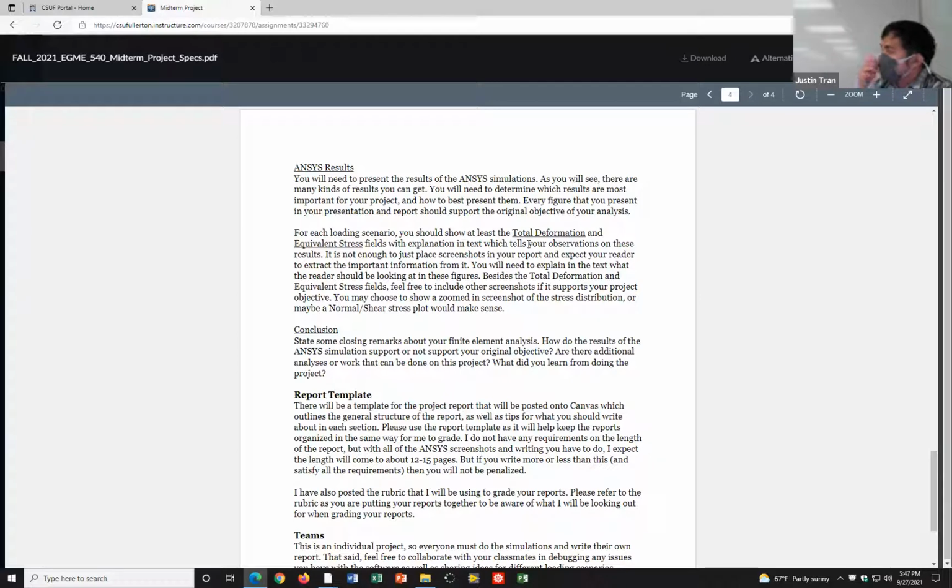You should explain to the reader what they should be looking for in your pictures. Because if you simulate something in ANSYS and produce a stress distribution or a deformation distribution, it might be very clear to you what you're looking at. But for someone that may not be familiar with your part or what you're doing, you might have to give that explanation. So make sure you give a little bit of explanation for your results.